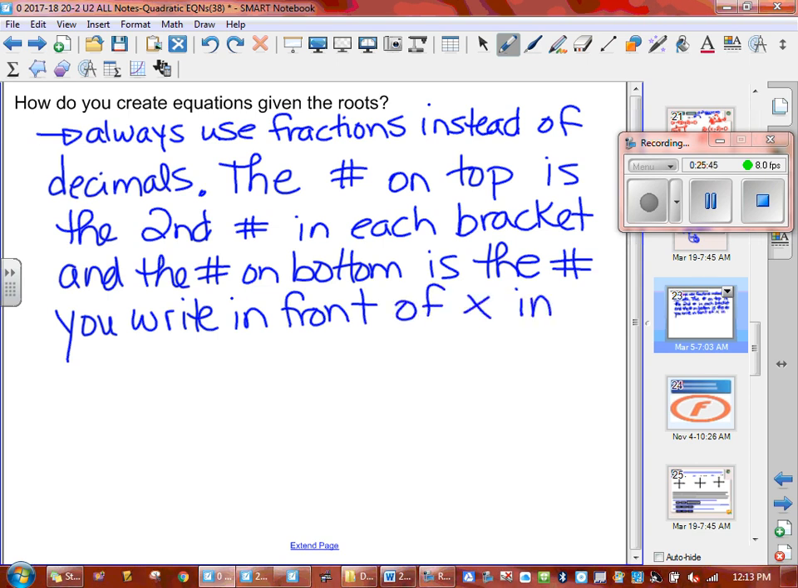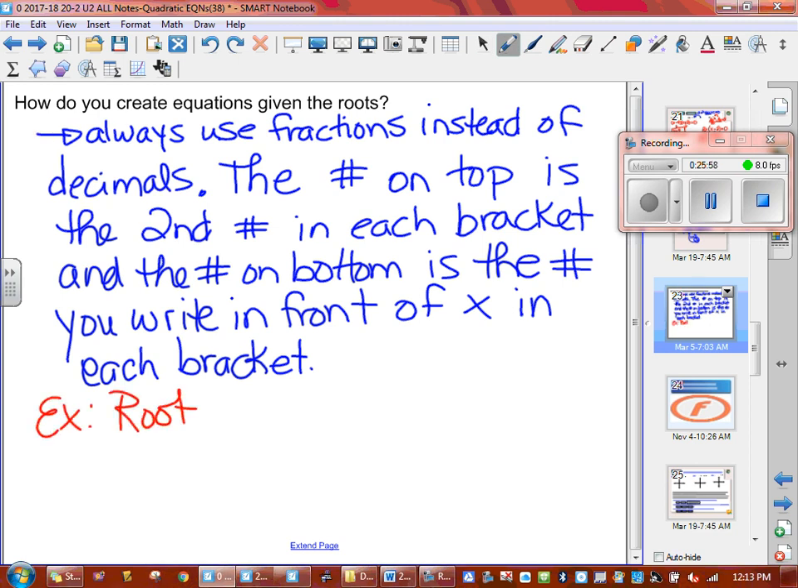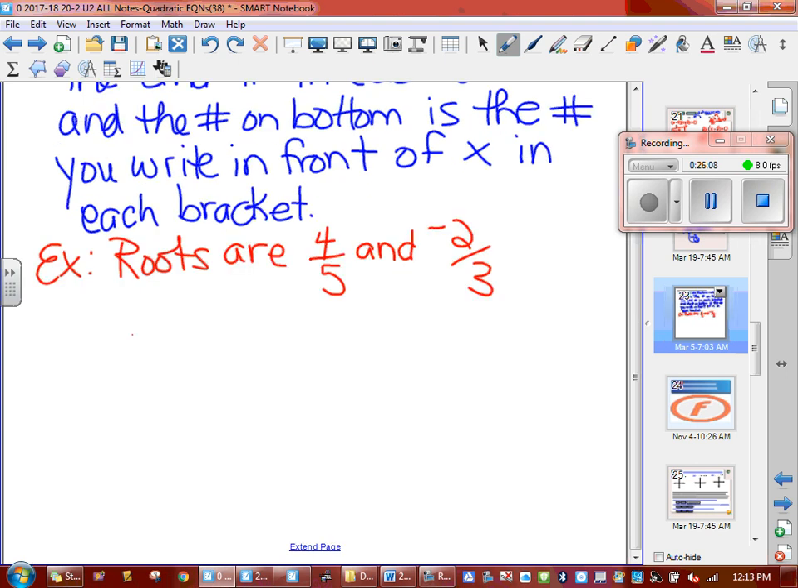One more example. Our roots are 4/5 and -2/3. So we open two brackets. It tells us the top number goes at the back, of course opposite sides. So we're going to have a -4 here, +2 here. It says the numbers on the bottom will sit in front of the numbers with x. So here I'll have a 5x, and over here I'm going to have a 3x.